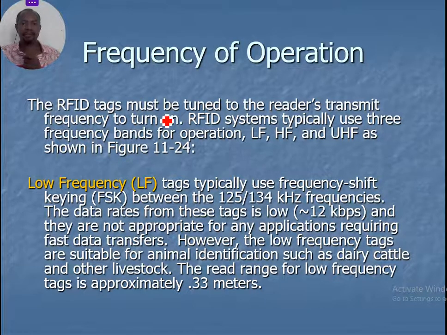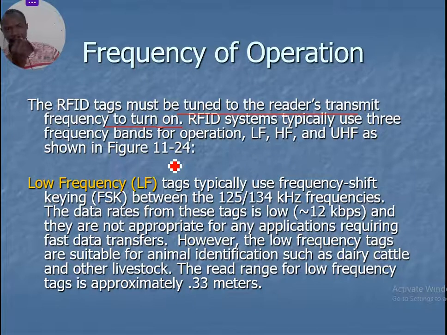Now the RFID tag must be tuned to the reader's transmit frequency. In the frequency of operation, we say the RFID tag must be tuned to the reader's transmit frequency to turn it on. You have to tune it in order to turn it on. The reader that is going to transmit has a transmit frequency. The tag must be tuned to that frequency in order to receive the radio wave that is being transmitted by the reader. So you tune it to the frequency of the reader in order for the tag to be able to receive what is being transmitted by the reader.